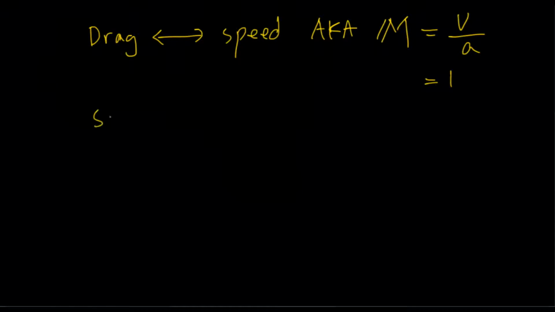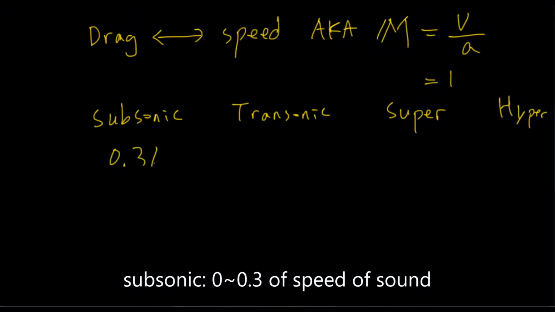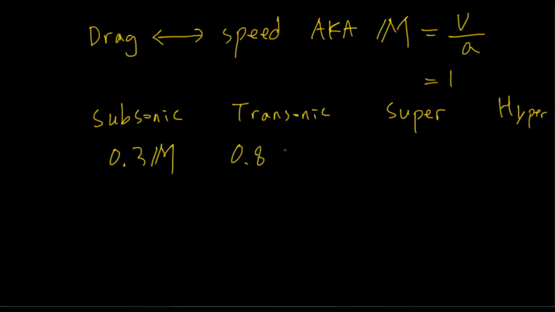So there are usually 4 different kinds of Mach regions: the subsonic region, the transonic region, the supersonic region, and the hypersonic region. Now, the subsonic region is usually up to 0.3 Mach. Transonic is usually 0.8 to 1.2, and supersonic is usually 1 or 1.2 to like 3 or 5, and then hypersonic is that and above.